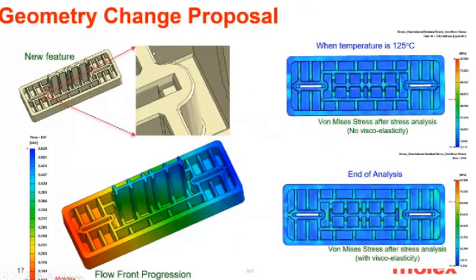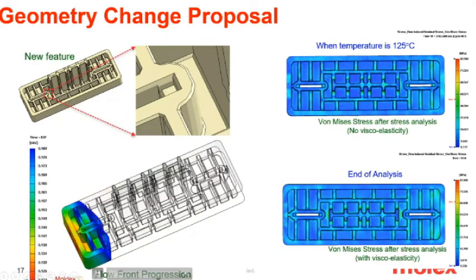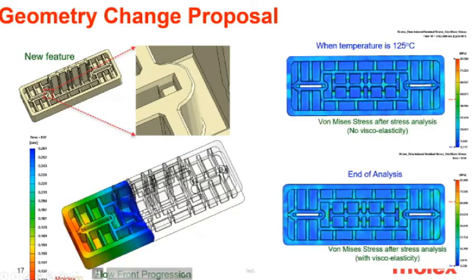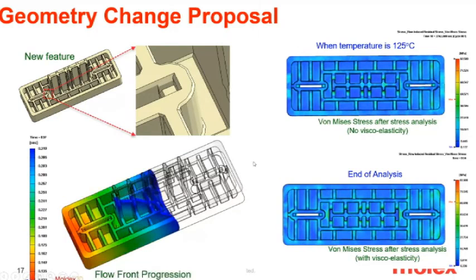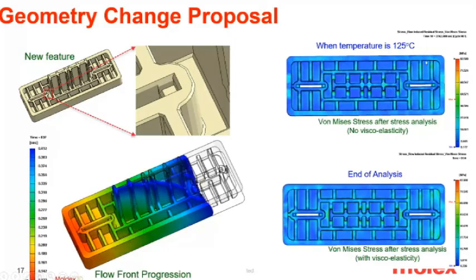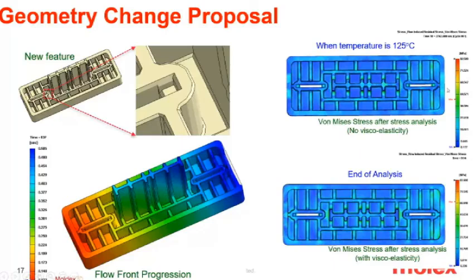Now we did some modification to the features, just getting rid of this rib. It will change the fiber orientation, but from the flow analysis it doesn't change much. It runs very smoothly. And after the stress analysis, we also didn't find the weird stress area.